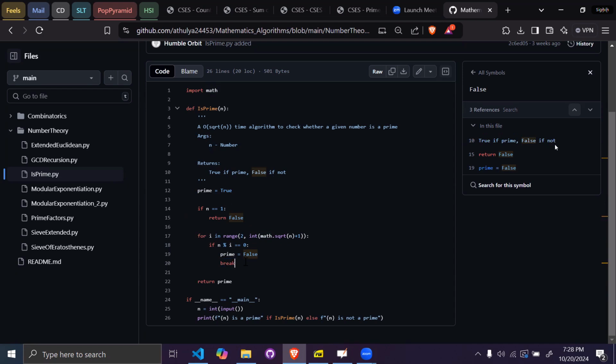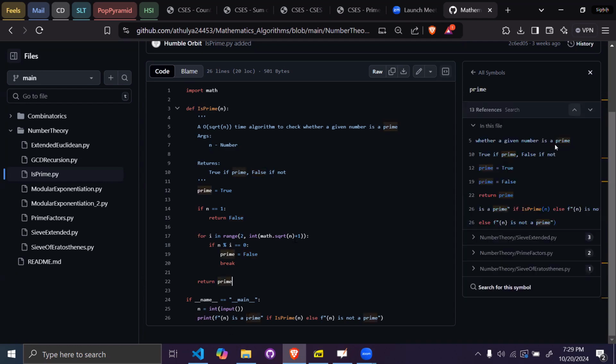I am going to break the loop because I'm checking for a prime. If it has one factor, there's no need to check the other values, because if it has at least one factor within this range, it's going to be a composite. Therefore, I will set the value of the flag to false and return it. So this will give us whether a given number is a prime or not.